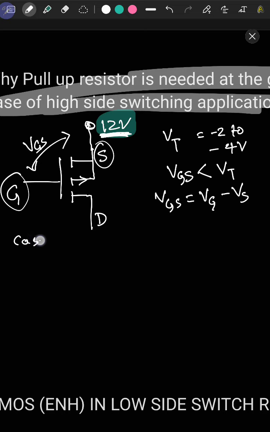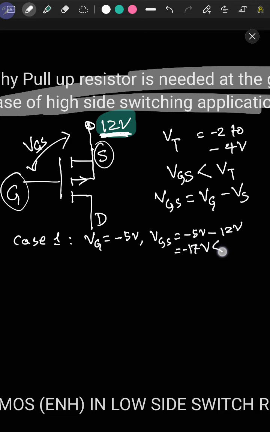So let's say case 1. We apply VG of -5 volt. Thus VGS equals -5 volt minus 12 volt, that is -17 volt. That is obviously less than the threshold voltage. Thus your MOS is on.